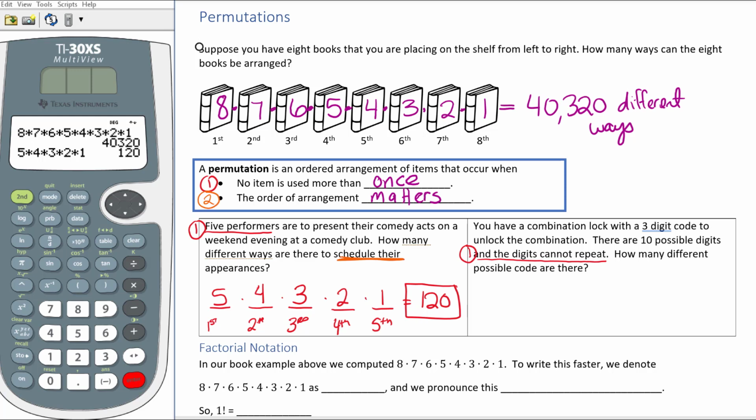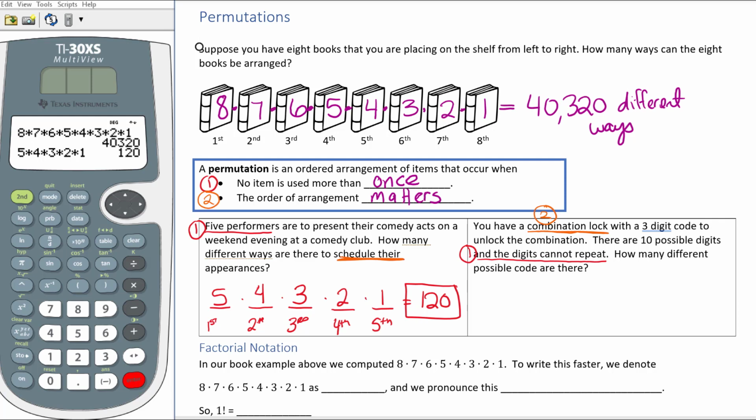So then the other one, does the order matter? It sure does. Just like any combination lock, the order matters. If you have a 3-digit combination and you don't put them in the right order, your lock's not going to open. So this definitely is a permutation.